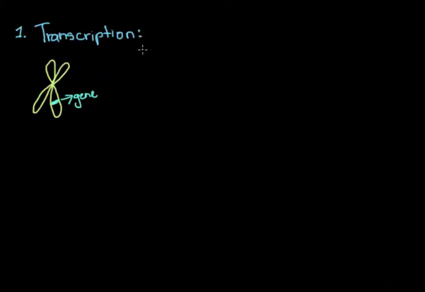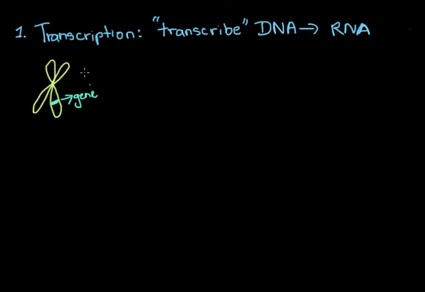With transcription, I like to think of the word transcribe, which means to write. We're transcribing the gene into a readable format that will then make proteins. So we're transcribing DNA into RNA. RNA is the format that can be read by the enzymes that need to make it into proteins. Here I've drawn a chromosome, and in green I've marked what a gene looks like.